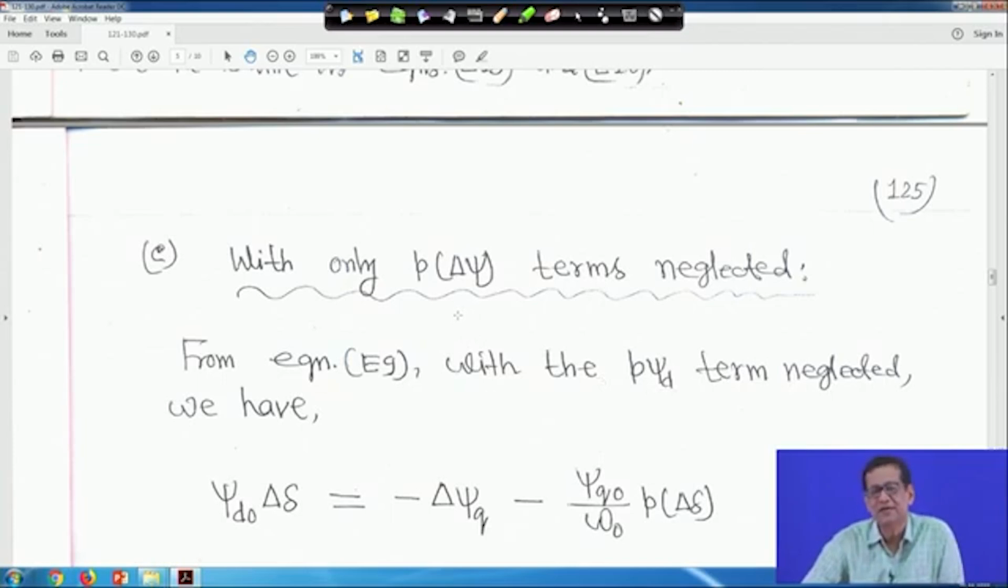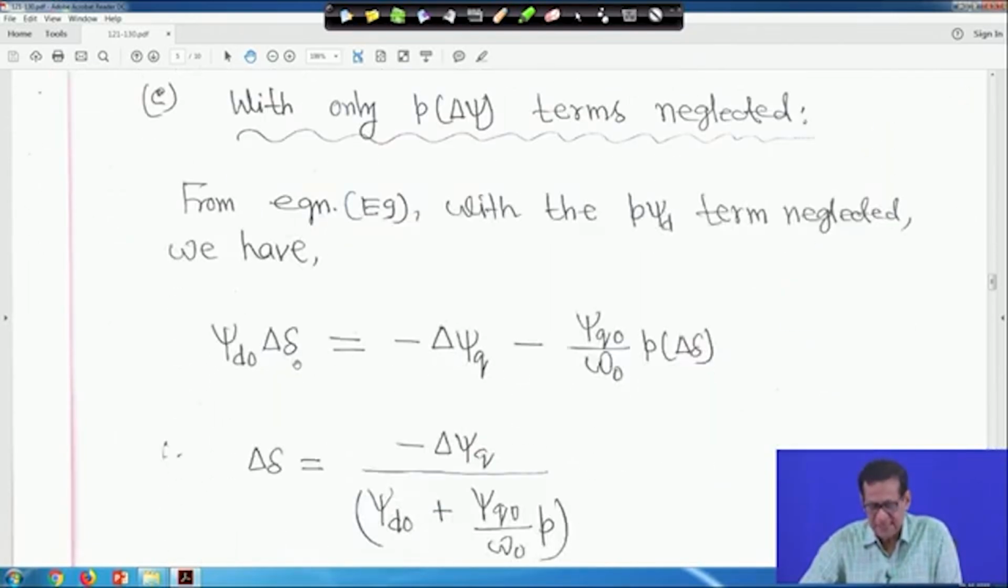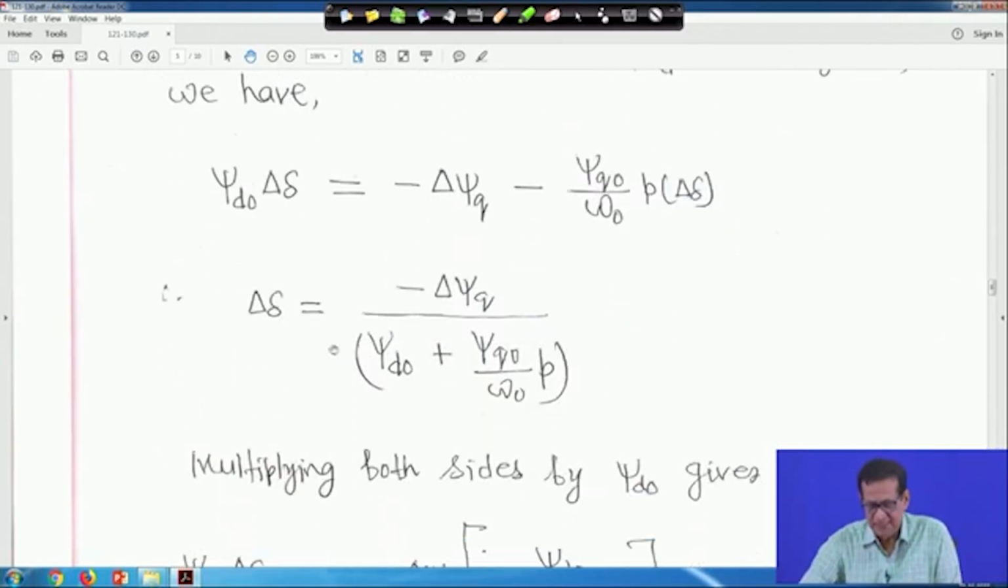p delta psi, in general I am writing, is nothing but the p delta psi d terms and the p delta psi q terms, right. So, with those neglected, you will get psi d 0 delta delta is equal to minus delta psi q minus psi q 0 upon omega 0 p delta delta, right. Or if you rearrange, delta delta will be minus delta psi q divided by psi d 0 plus psi q 0 upon omega 0 p.